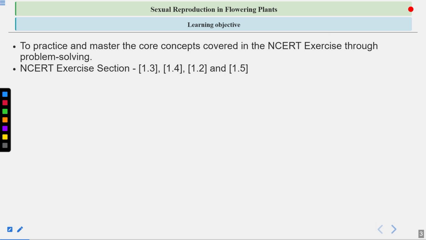So, to practice and master the core concepts covered in the NCERT exercise through problem solving. So, this is the learning objective. And in this NCERT exercise, the questions are from the topics 1.3, 1.4, 1.2, and 1.5. So, these are the different topics from this chapter that have questions today.